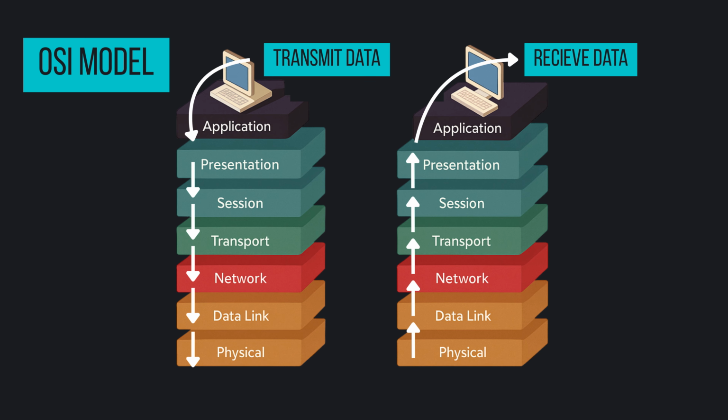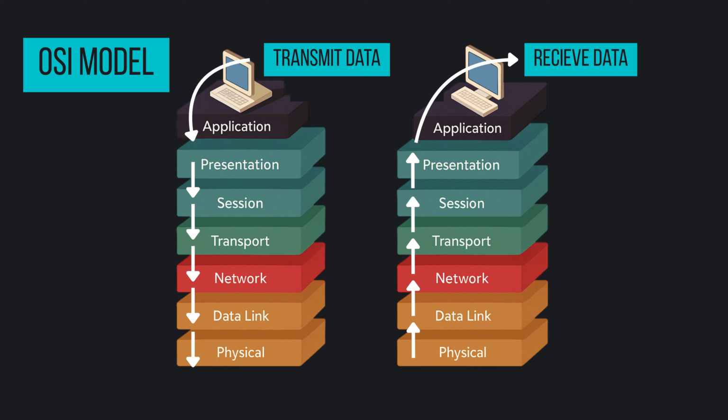The beauty of this model is modularity. Each layer has a specific job and can be developed independently. A web developer works at layer 7. Network engineers focus on layers 2 and 3, and hardware engineers work on layer 1. Problems can be isolated to specific layers, making troubleshooting much more systematic.